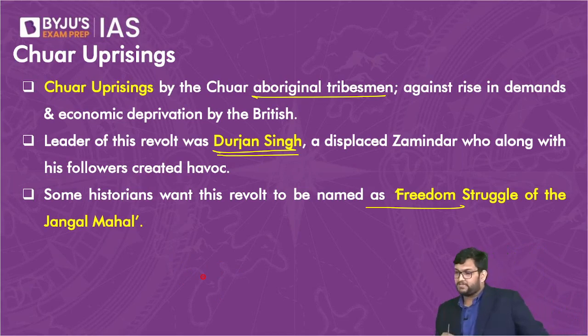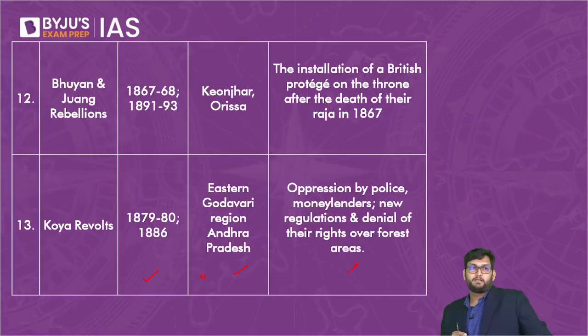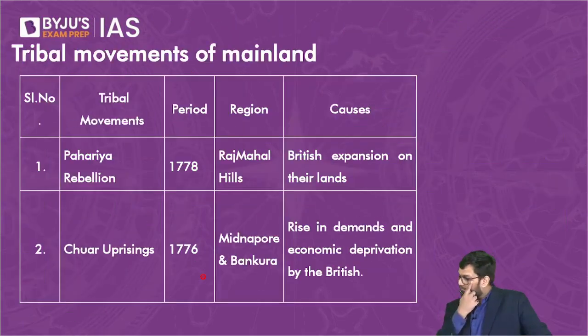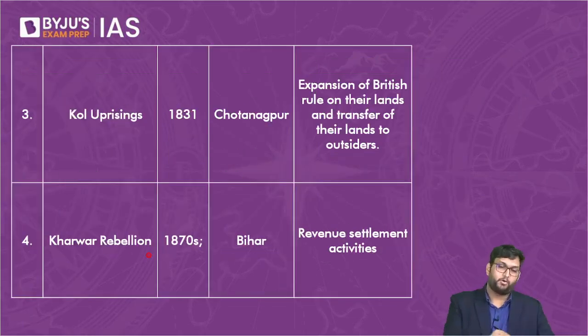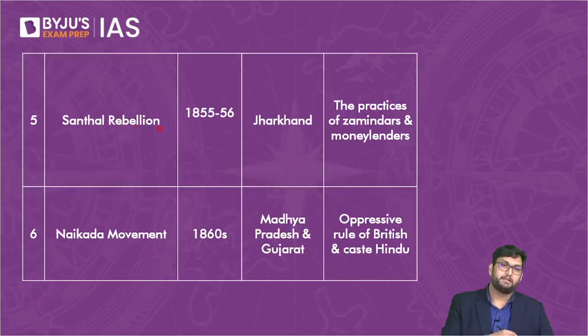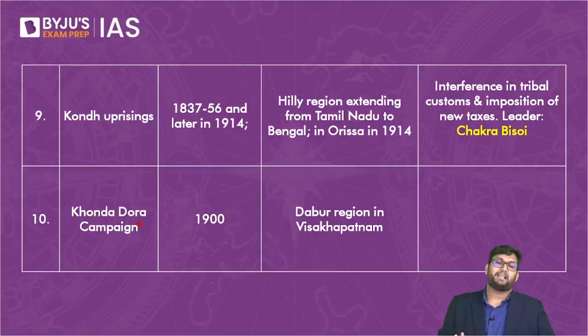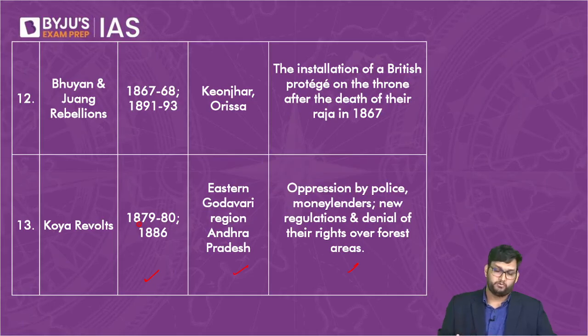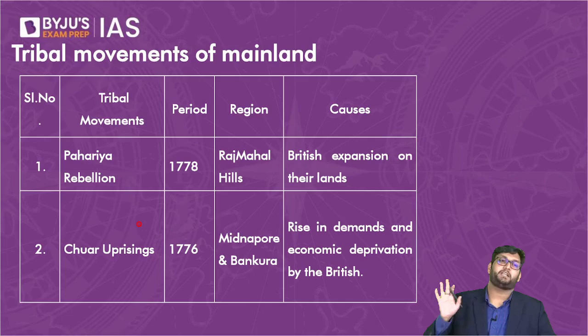For tribal rebellions, do we have to make a table? Then what was the point of showing you this? They are already in a table. I put them in the table. Chuar is already here. You have Kol here. You have Santhal here. You have all of them in this. Munda here. So I've given you all of them. I'm just trying to explain this concept to you, that is, what is the purpose of concentrating on them.